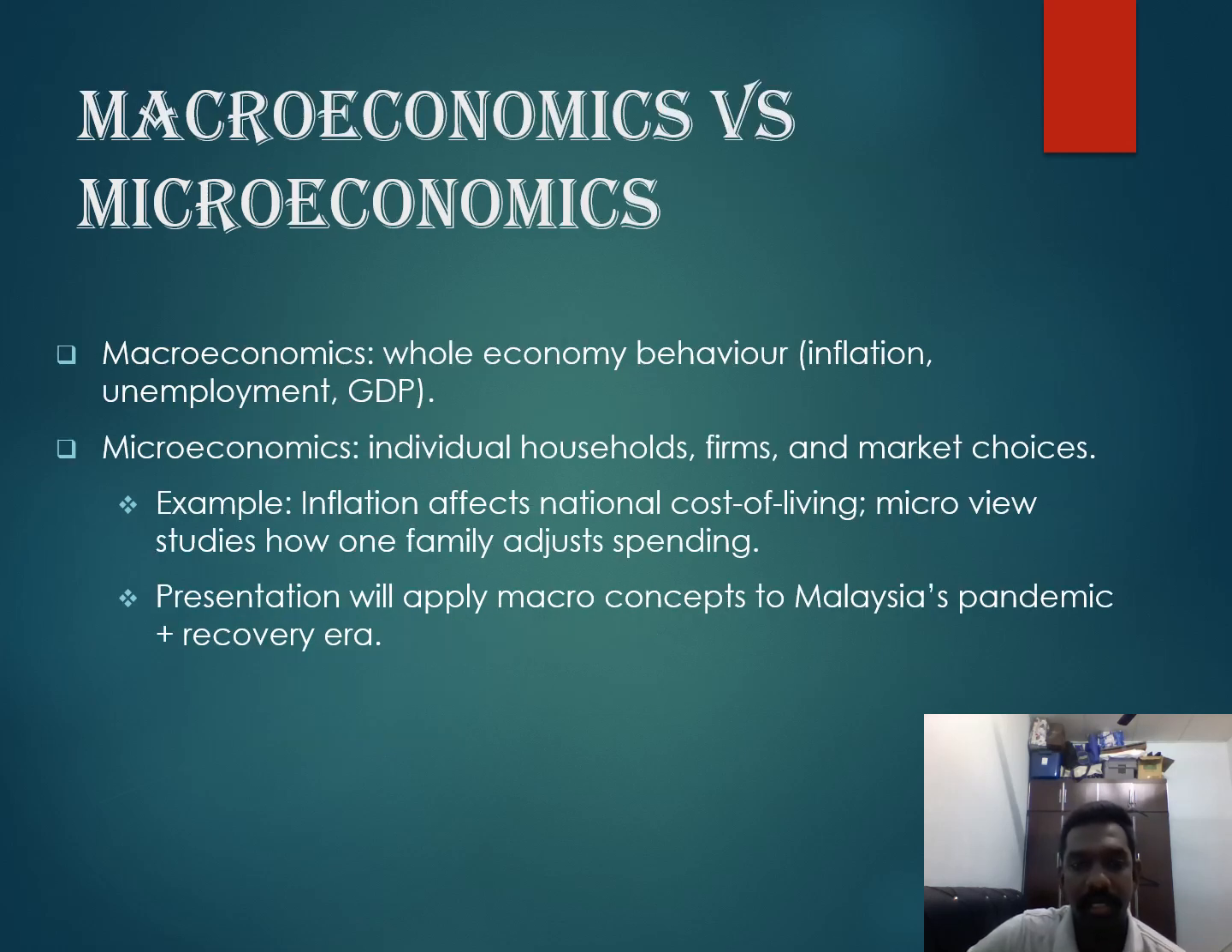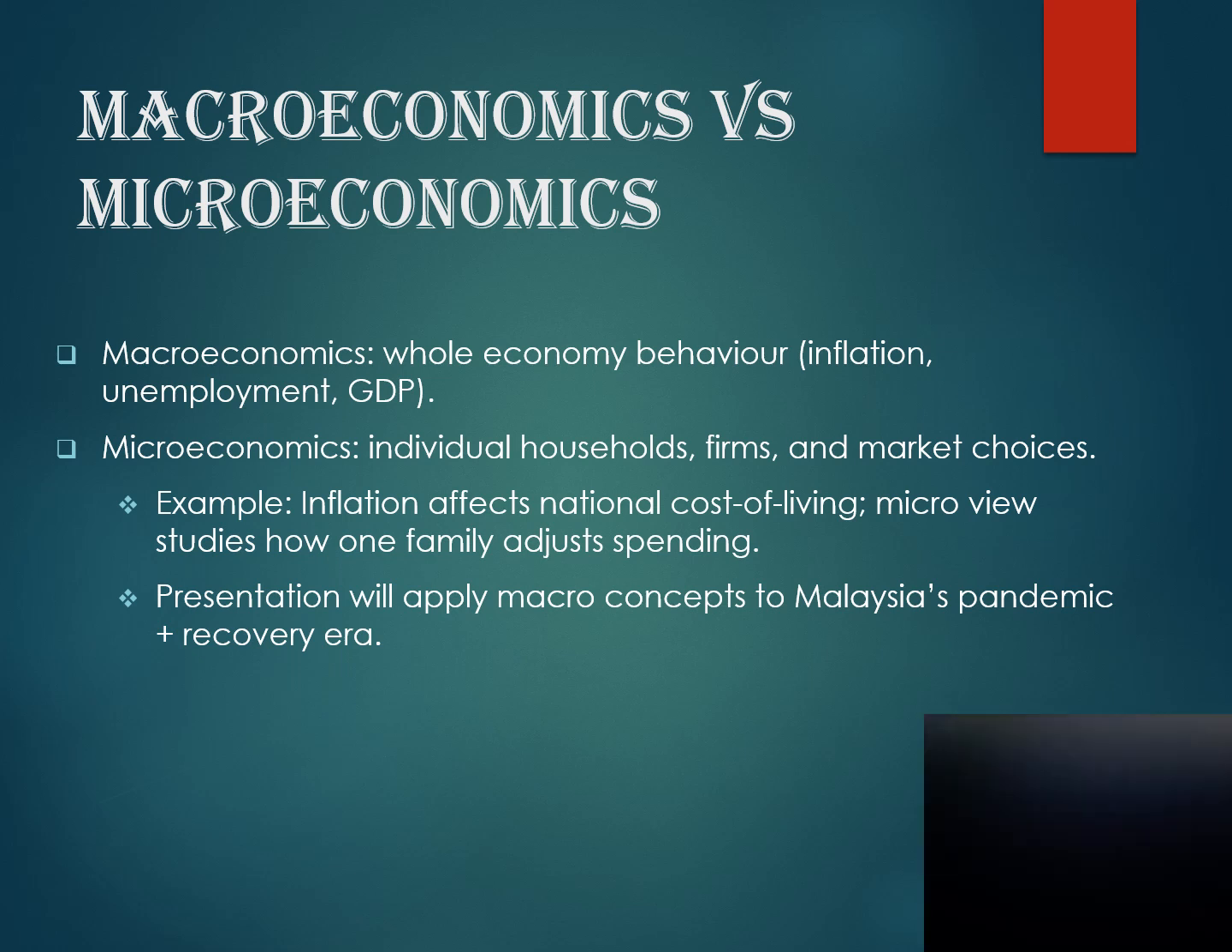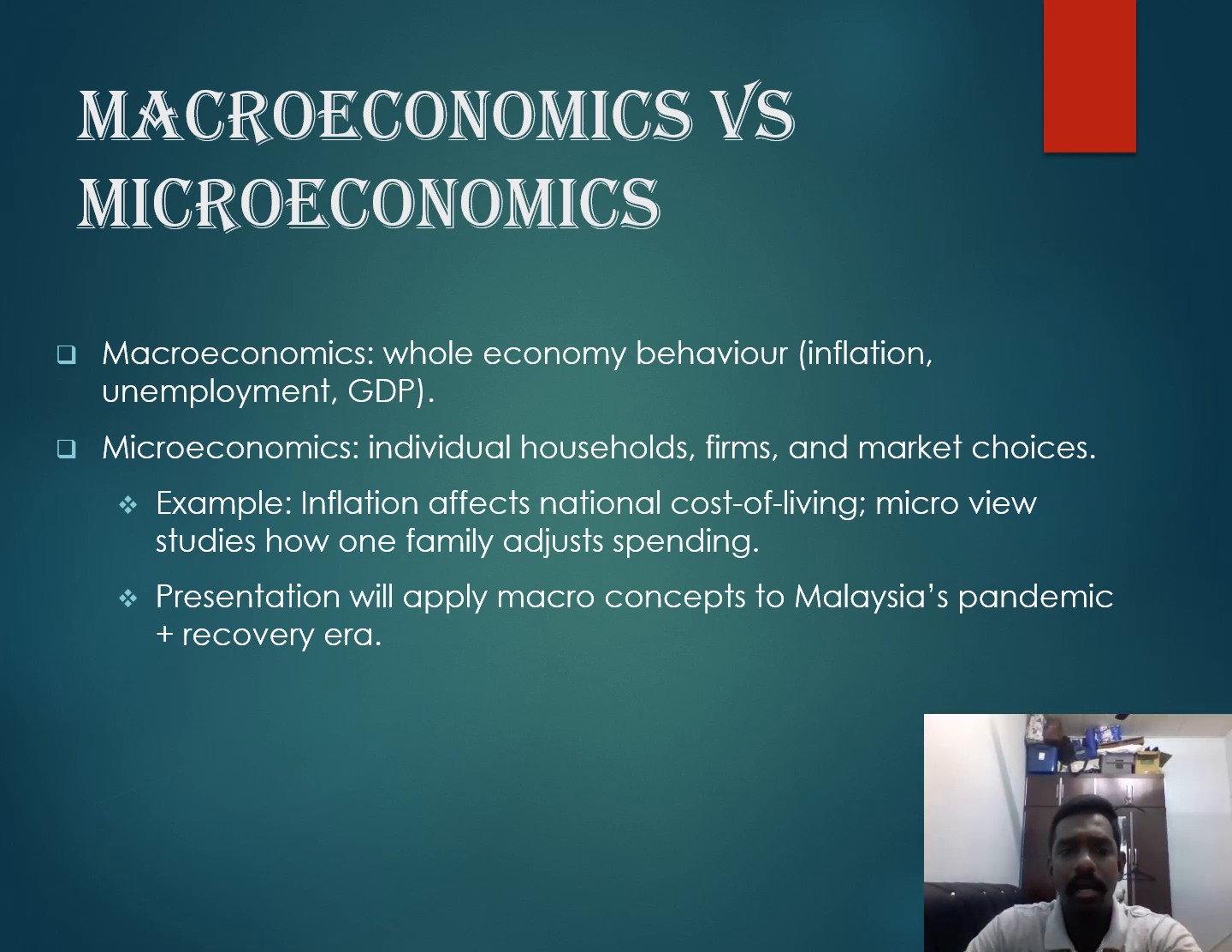All right, Doctor. Next will be macroeconomics versus microeconomics. Simple as that. Before analyzing the trend, it is important to differentiate macroeconomics and microeconomics. Macro examines issues at the aggregate level, which is national unemployment, inflation, interest rates and GDP. These indicators show the performance of the entire Malaysian economy.